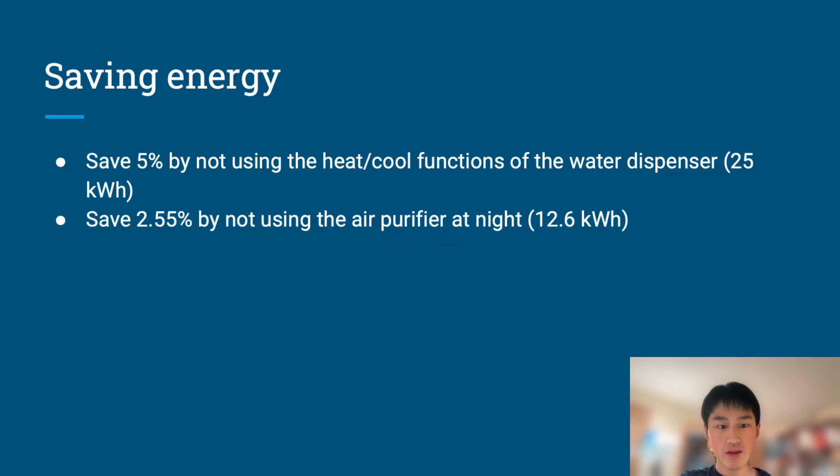As far as saving energy, I could save 5% of my total electric bill by not using the heating and cooling functions of that water dispenser. That's 25 kilowatt hours total, as well as 2.5% by not using the air purifier at night.